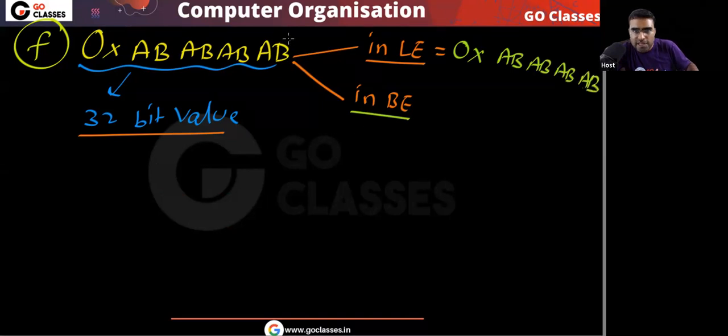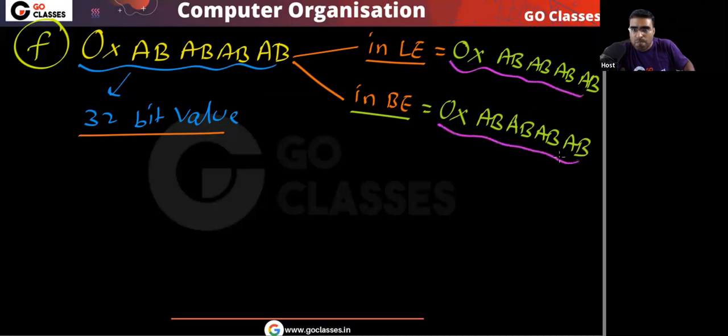Because in the little endian, you will start with the little end. In the big endian, you will start with the big end. So in both of them, this will represent the same unsigned value. You can see this is same as this. They are same. Correct. Yes or no? So you can notice they are same.